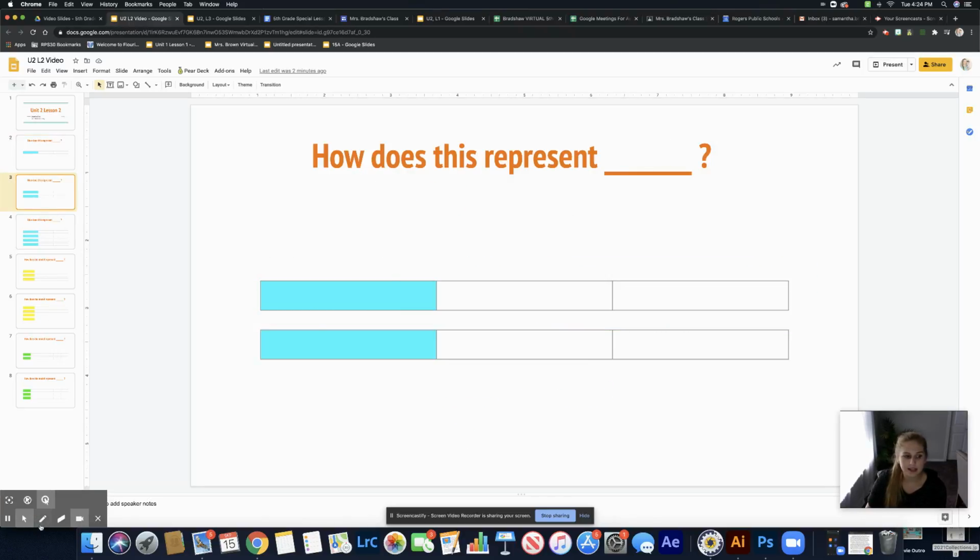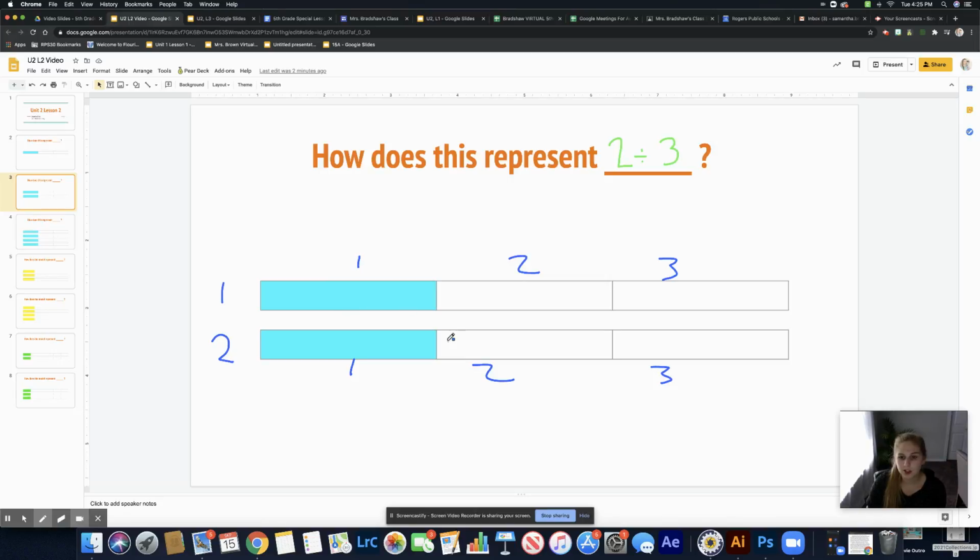So how does this picture represent 2 divided by 3? So take a second and see if you can figure that out. All right, you may have seen that we now have 2 wholes. So here is 1 whole, here is 2 wholes. Then I see each whole has 3 parts. I have 1 part, 2 parts, 3 parts, 1 part, 2 parts, 3 parts.